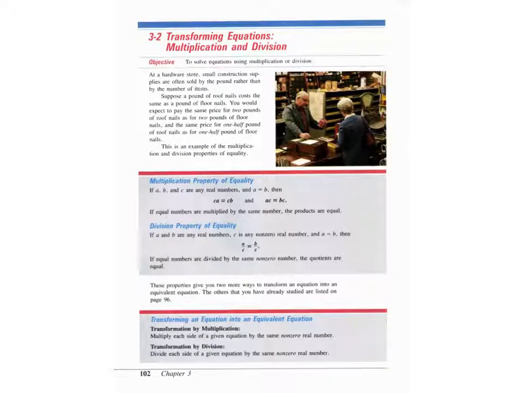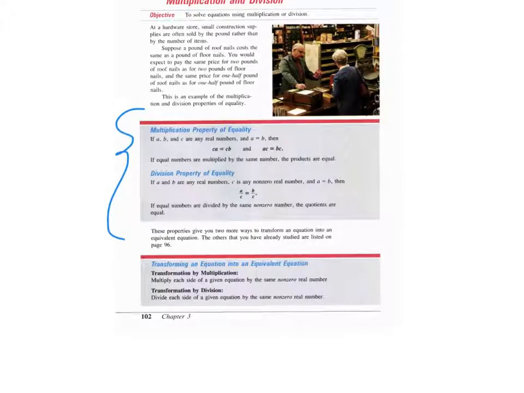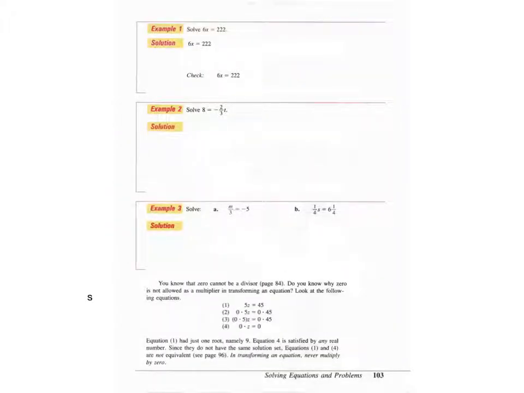Okay, so 3.2, this is where we're going to learn about the multiplication and the division property of equality. So again, we need to show the work. We need to keep things balanced. So if we're applying the multiplication property of equality, that's when we're going to be multiplying both sides of the equation by the same number. And when we apply the division property of equality, we would be dividing by the same number. So let's try some examples.